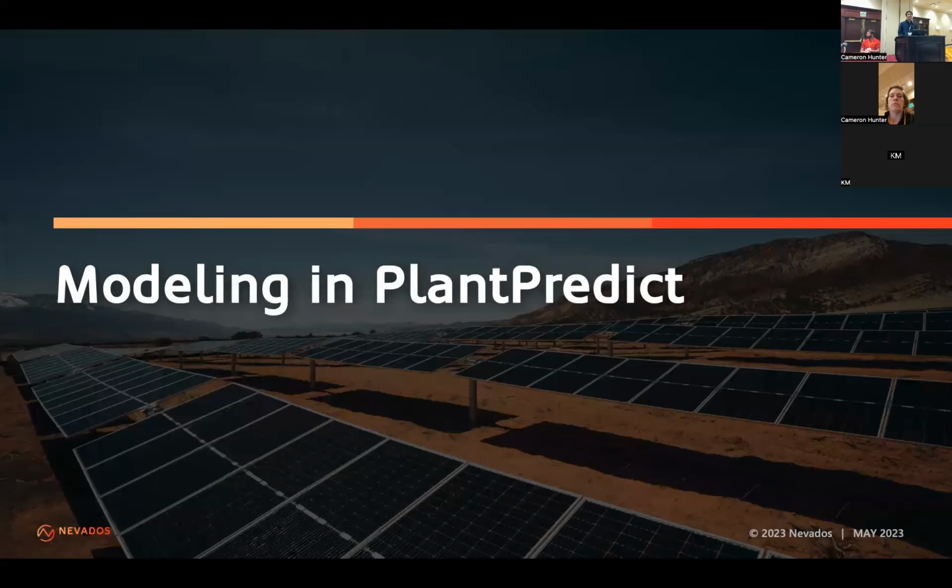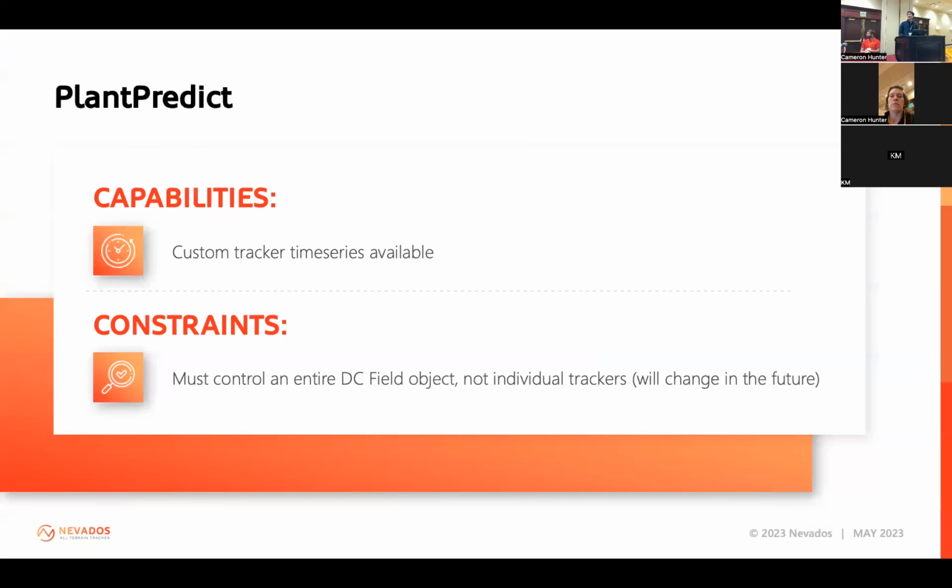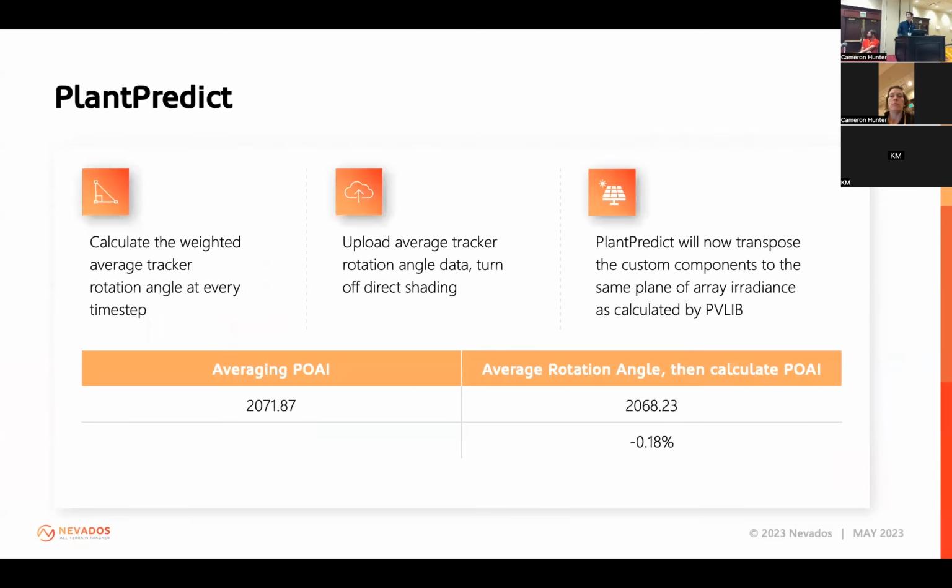And then I've got to shout out PlanPredict, of course. In PlanPredict, you can put in custom tracker time series. So basically, it's a little bit easier. You can just average all of the angles that the trackers went to. And then you can see that you get a pretty similar result to if you did the weighted average retro-transpose.